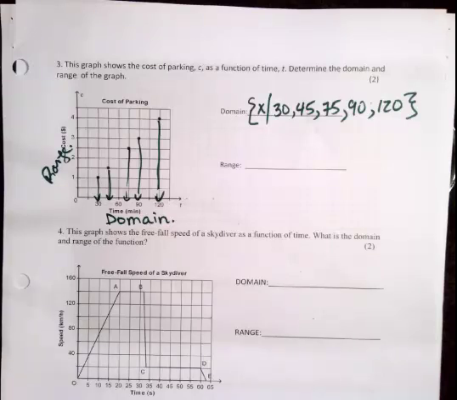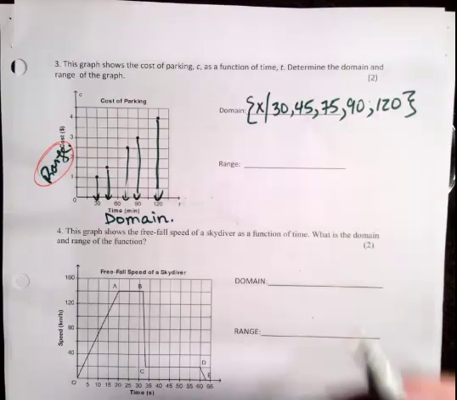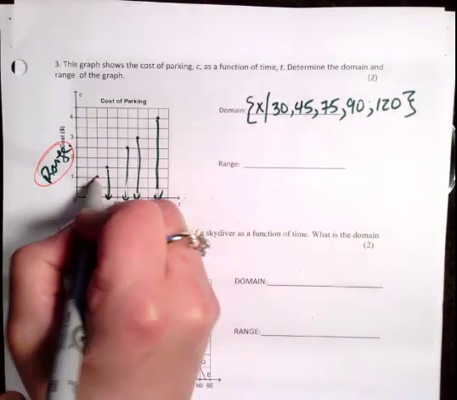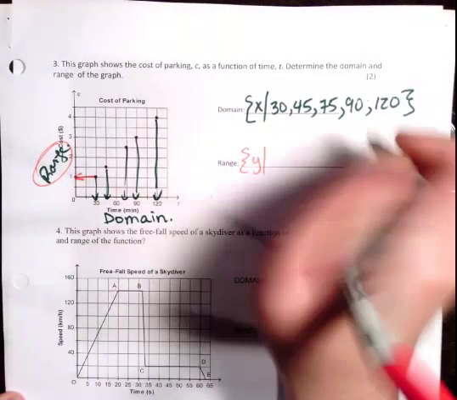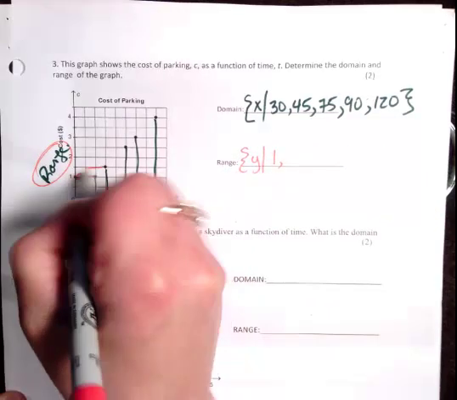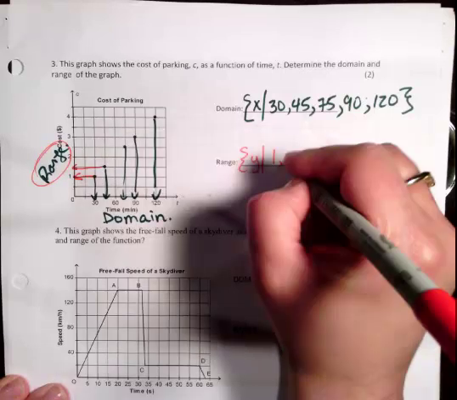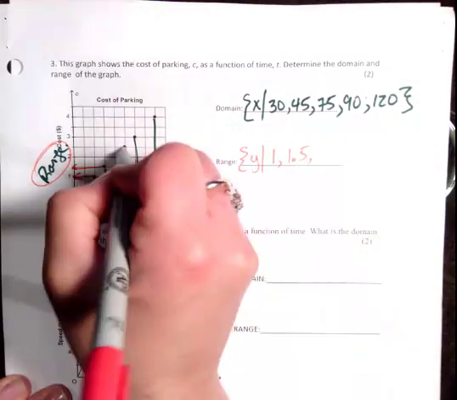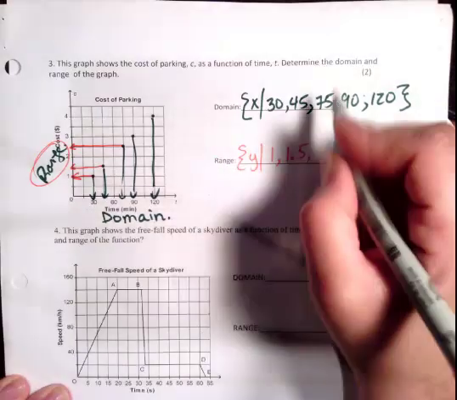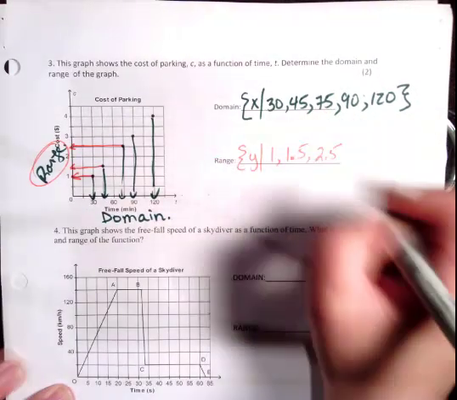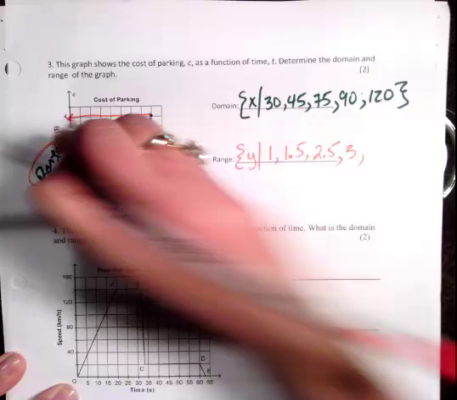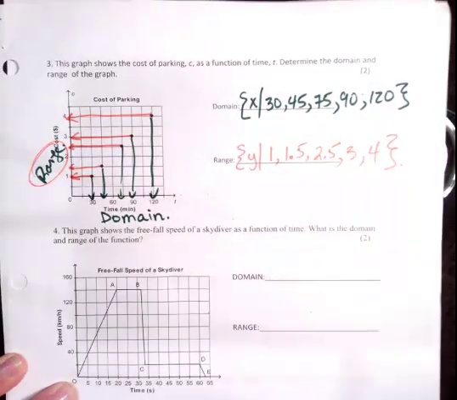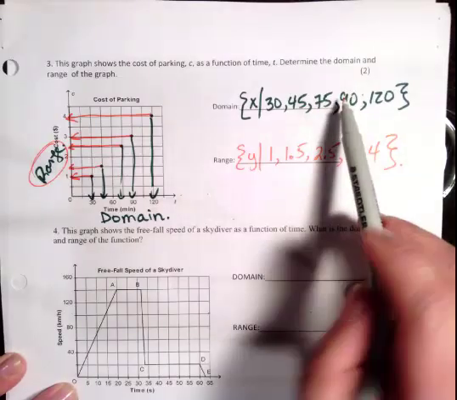Now for our range, we are looking at the Y values. Okay. So here, I'm going to do it in red. Right here for this first element, if you look over here, what number do you see? You see 1. So our range for Y is 1. And then here we've got 1.5, and right here we've got 2.5. And right here, we've got 3. And this is 4. So those are our elements of our domain and our range.